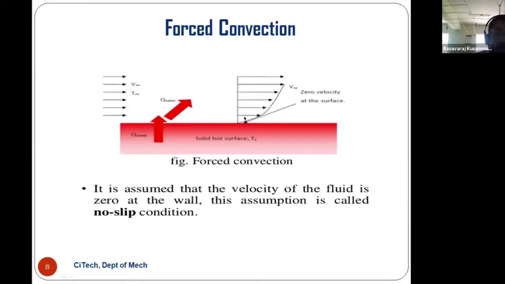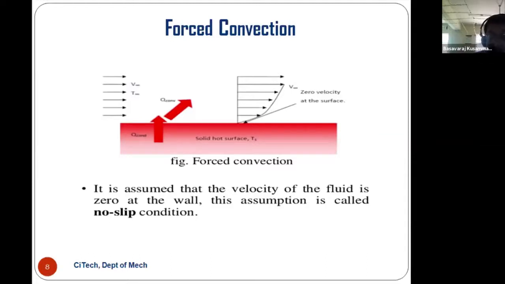Okay, so at the surface, where velocity is zero, viscosity will be very high. Hence we consider conduction to be predominant at the surface of the plate, because viscosity is more and velocity is very less there. This is called the velocity profile. The velocity is maximum at the middle and equal to zero at the surface of the plate. That is why it is assumed that the velocity of the fluid is zero at the wall. This assumption is called the no slip condition.